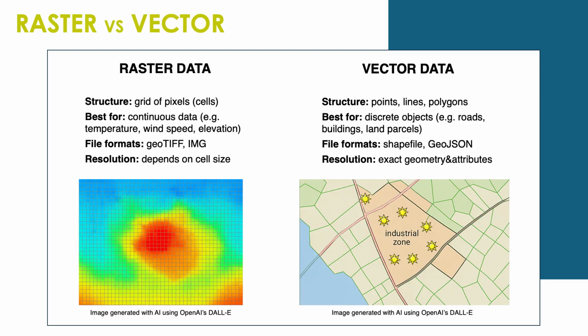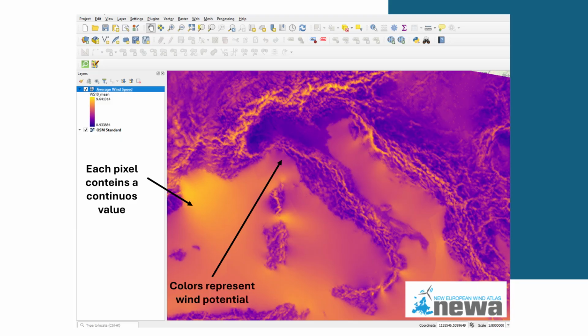Before diving in, let's clarify something important. In geospatial analysis, there are two main types of data structure, raster and vector. In this module, we will focus on vector data, but understanding the distinction is crucial. So, what's a raster? A raster is a grid. Imagine a matrix of pixels where each pixel holds a value. This type of data is used to represent continuous phenomena such as wind speed, temperature, or solar irradiance. Raster data is ideal for environmental layers and satellite imagery.